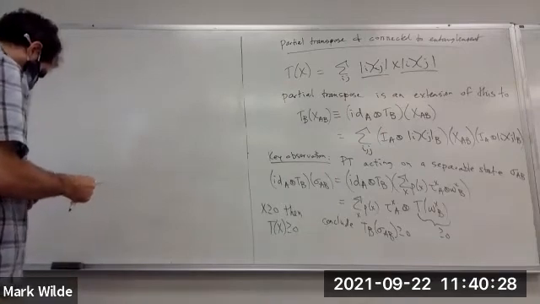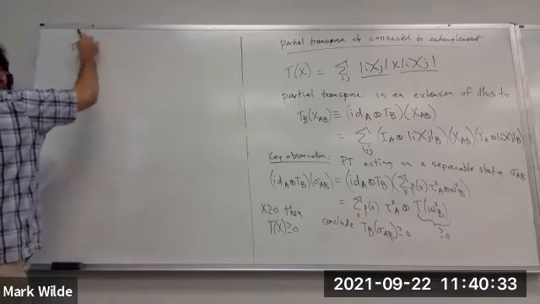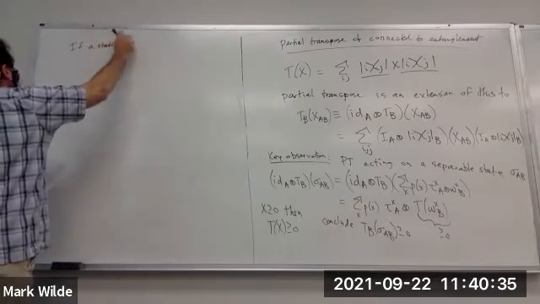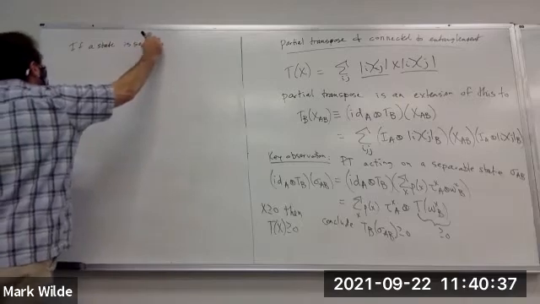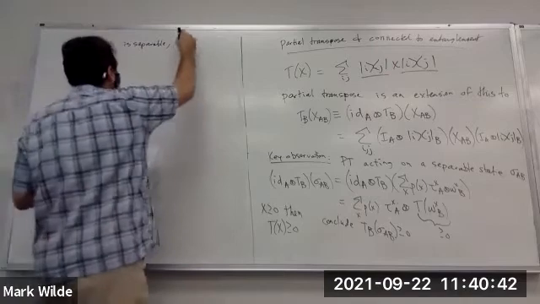Okay, so the key line that we can take from this is that if a state is separable, then it has a positive partial transpose.